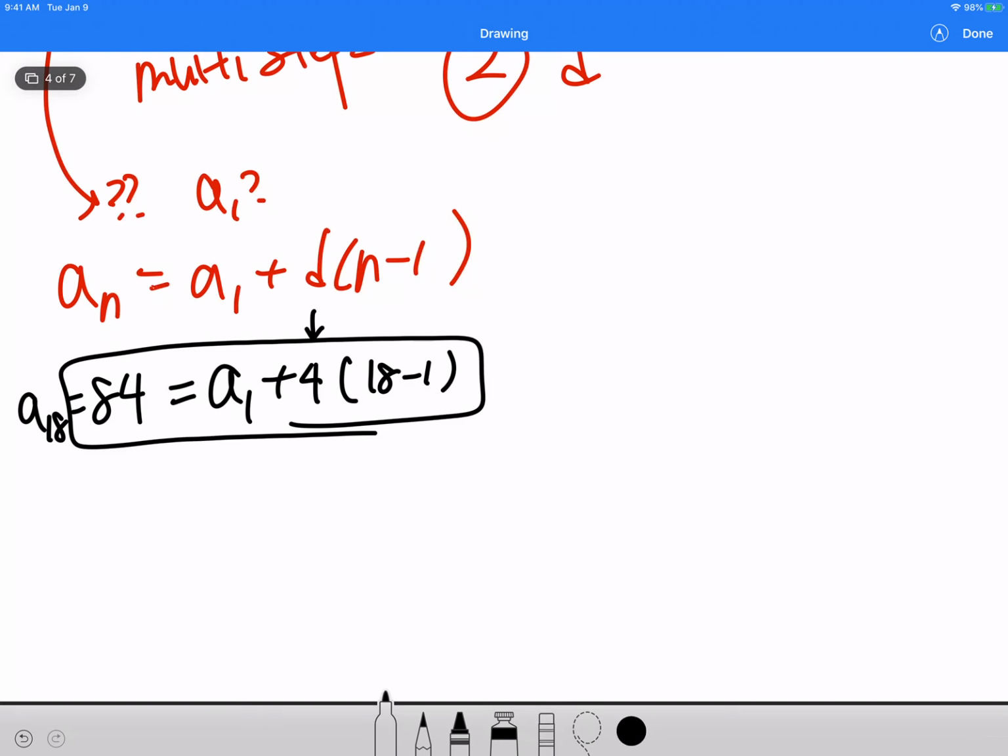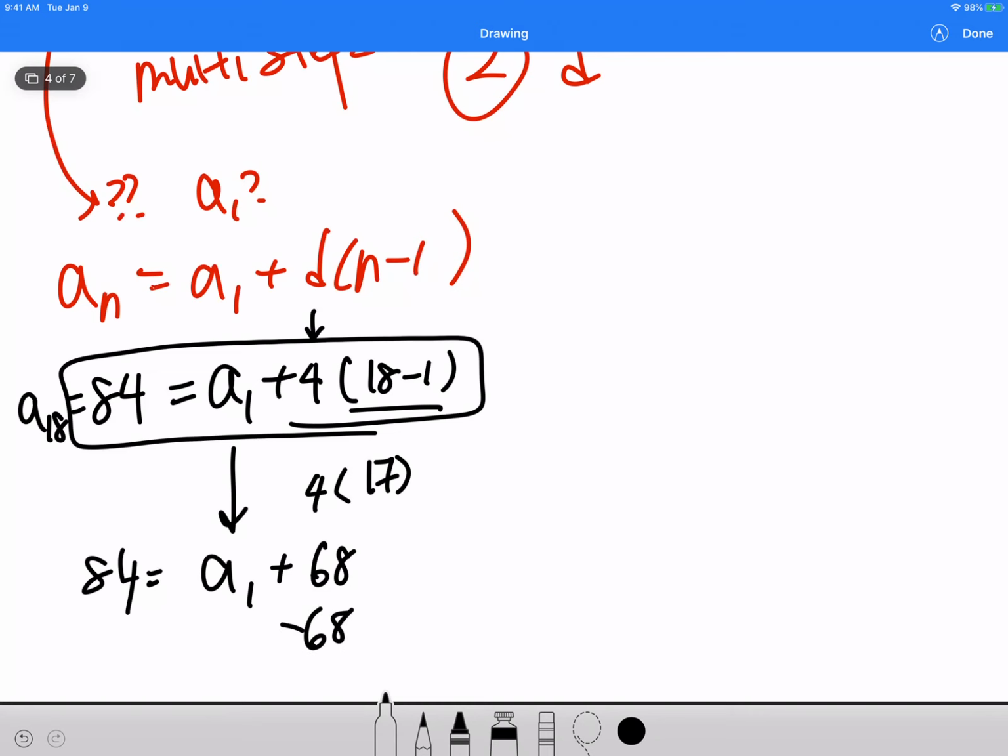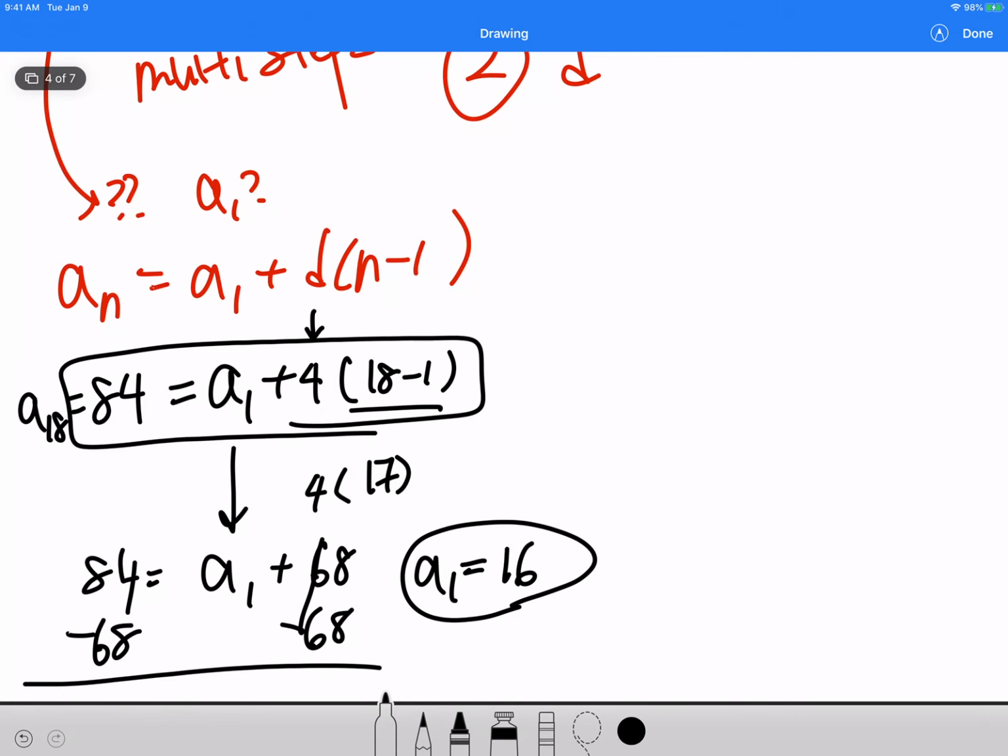18 minus 1 here is 17. 17 times 4 is 68, plus a sub 1, I'm bringing this down, is equal to 84. How do I get a sub 1 by itself? Make sure you peel the onion correctly and subtract 68 on both sides. You get a sub 1 is equal to, I believe, 16. That's my first term on the sequence.